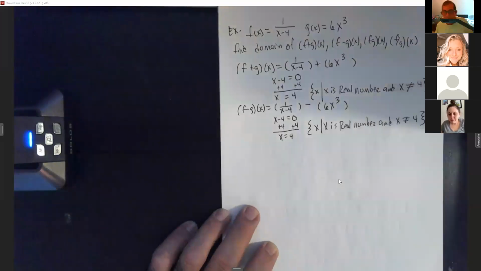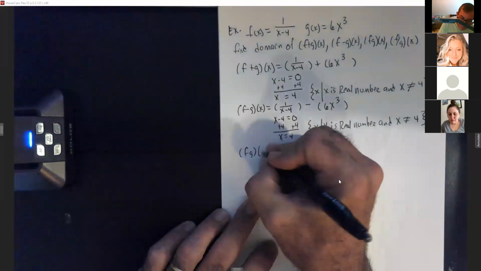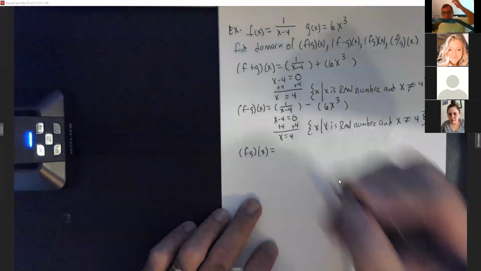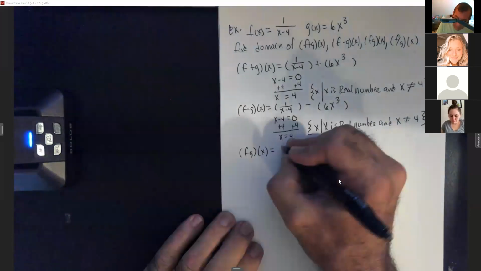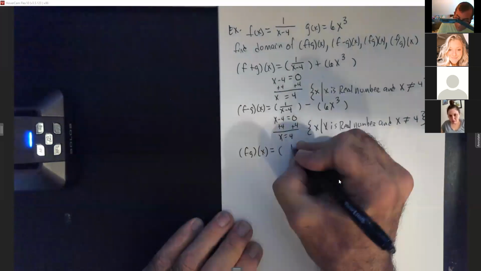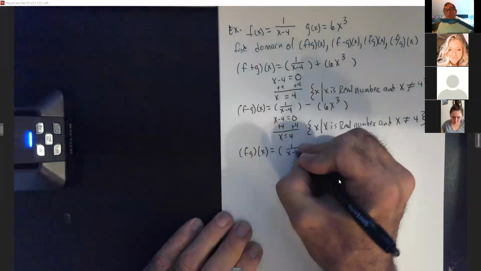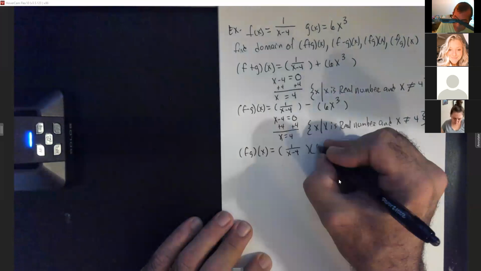I'm going to start noticing something after I do this f times g of x. So f times g will be my f times my g. F, once again, was 1 over x minus 4. G was 6x to the third.